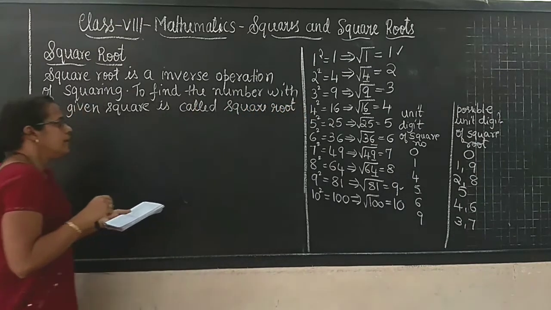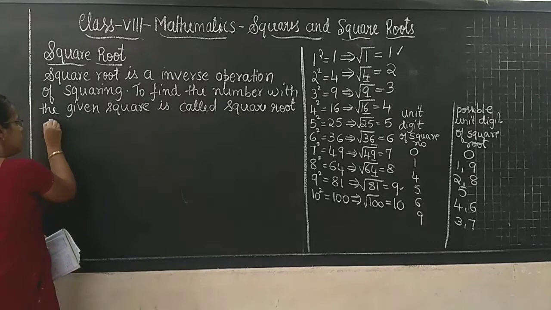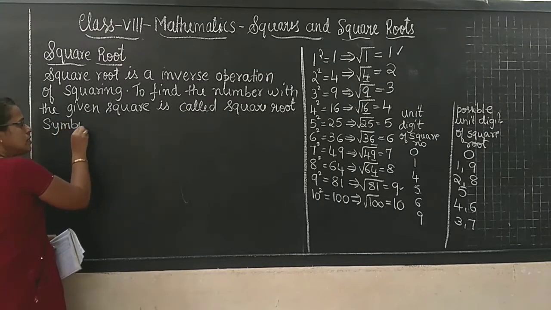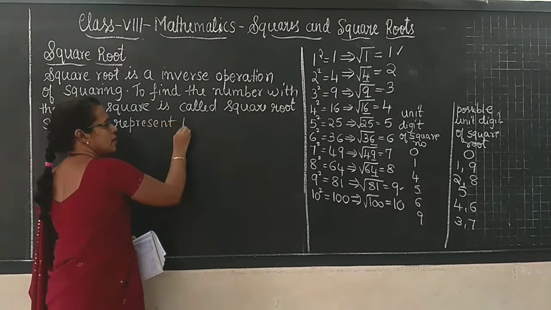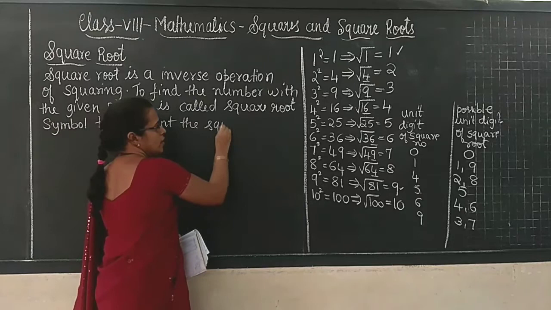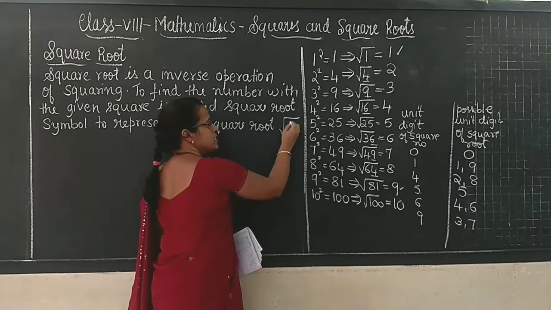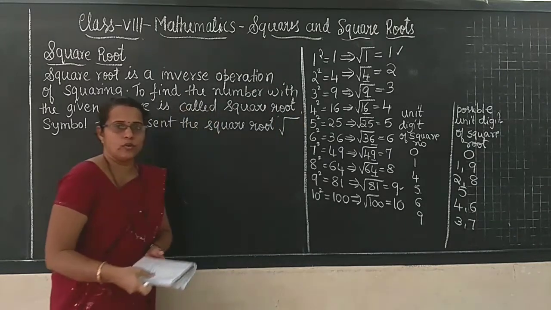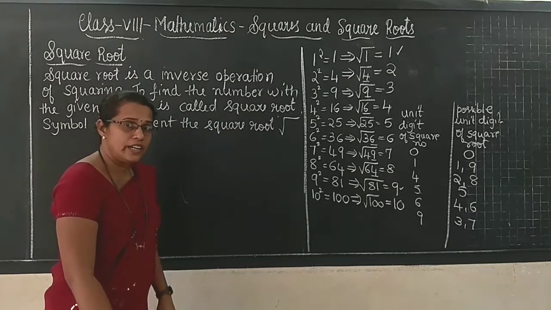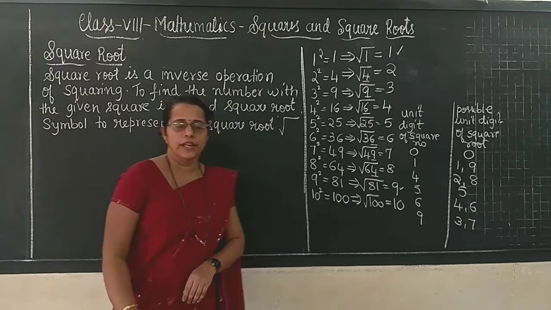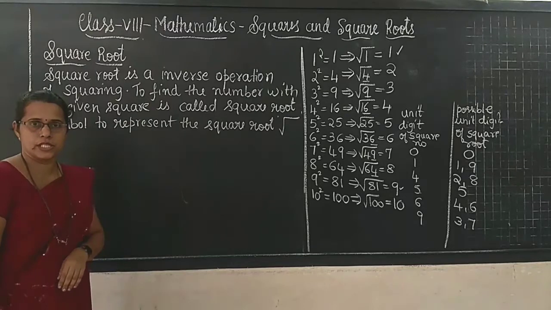Okay, so then how to represent square root? The symbol to represent square root. Square root is like this. Is it okay children? So the symbol to represent the square root is this one. Hope you all understood. After learning this, now see here, what are the unit digit numbers in its square root?